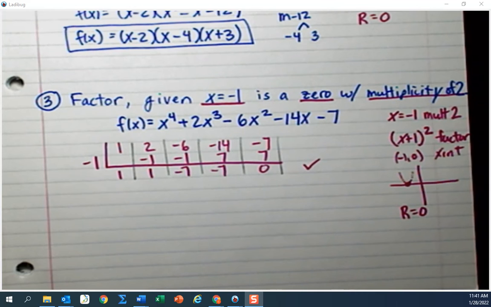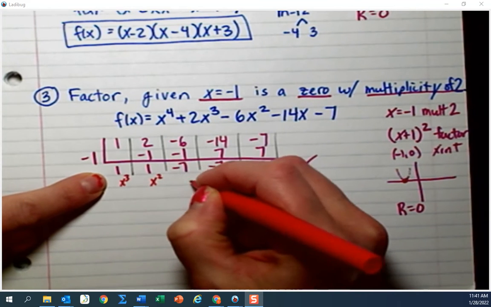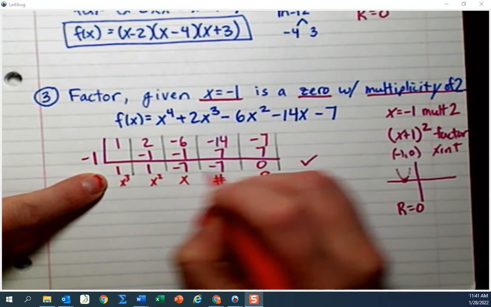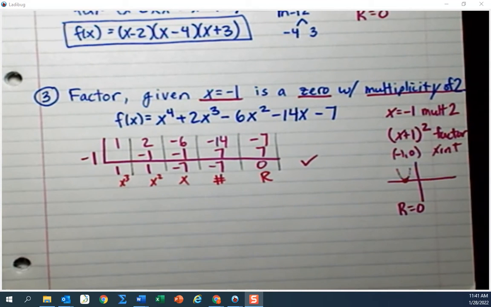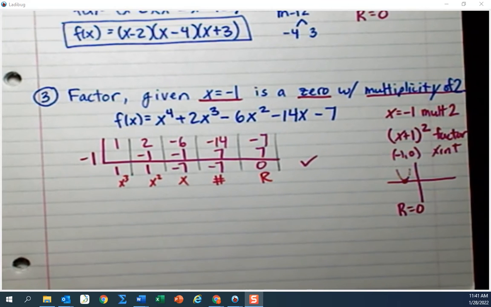I noticed some really similar coefficients up there: 1, 1, 7, 7. Maybe the grouping could work, right? The directions say factor. Just because I started with synthetic doesn't mean I can't switch to any other method I find reasonable, okay? Now, this was 4th degree, so this would be cubic here. I think grouping could work, but that's not what I want to do. I said that that was a multiplicity of 2. That means you can divide twice. You can divide by as many things as you want.